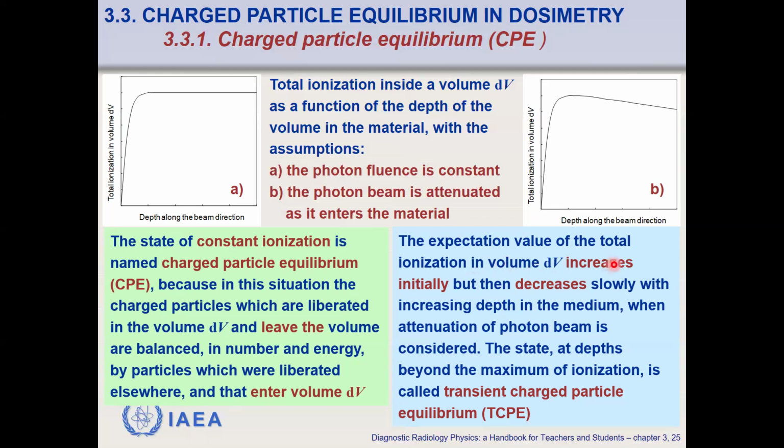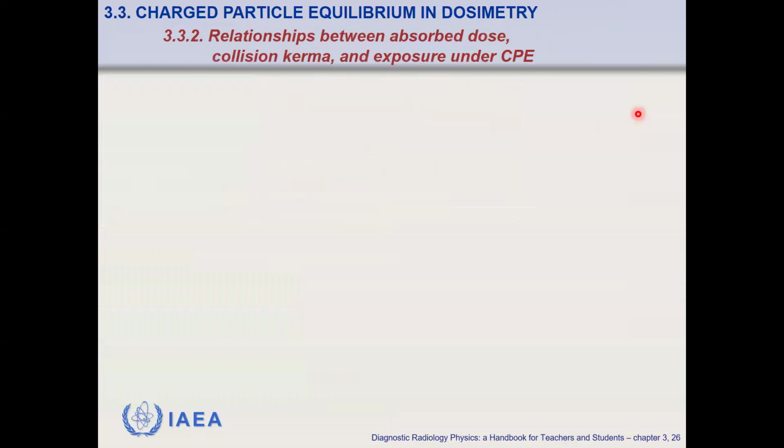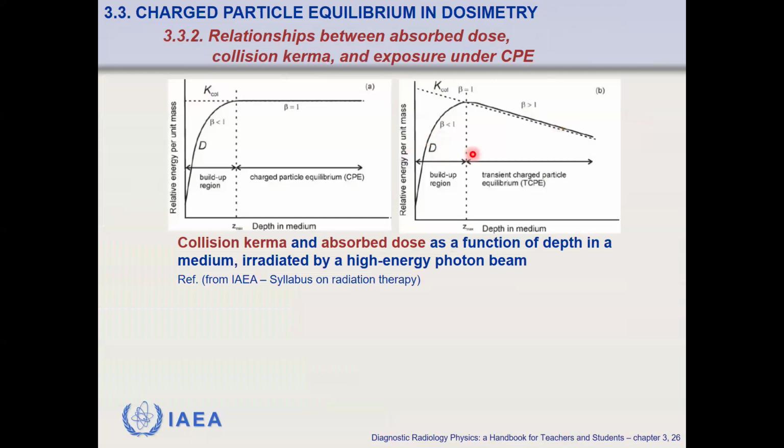The expectation value increases initially but then decreases slowly with increasing depth in the medium. At depth beyond the maximum of ionization, after we reach the maximum, a decrease begins. This state I call TCPE, as we can also see in this figure. So after the maximum, Z max, we can see a slight decrease in the dose.